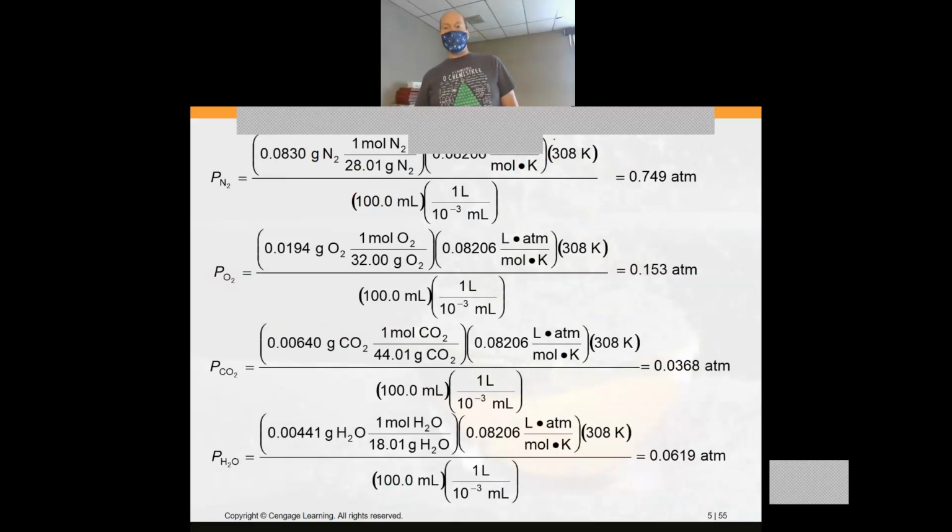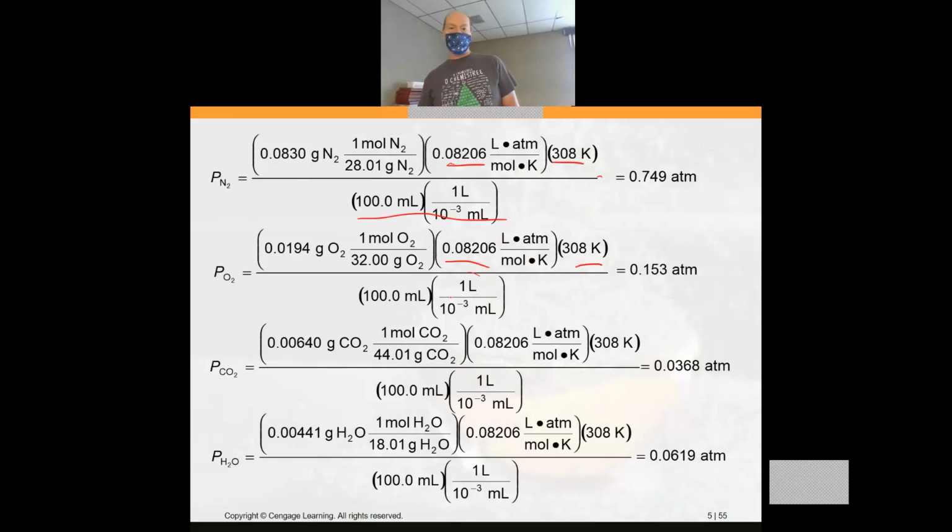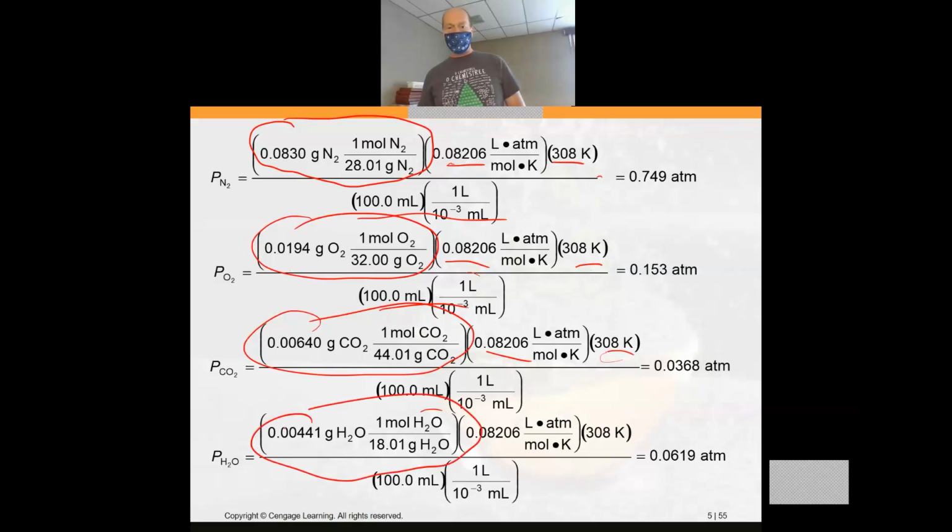All right, so again, all of these are the same. The only thing that's changing is the moles. And you simply get the moles by taking the mass divided by the molar mass. And so here's your partial pressure of nitrogen. Here it is of oxygen. Here it is of CO2. And here it is of H2O.